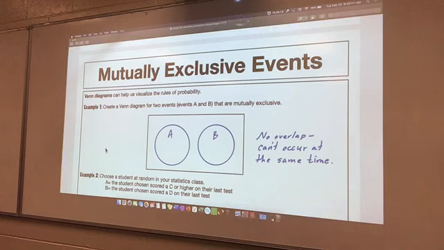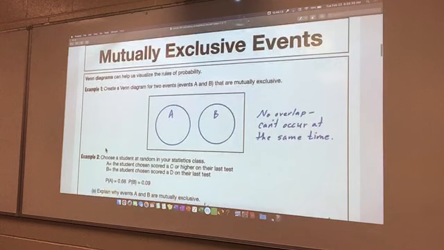In example 2, event A is that the student chosen at random in the stat class scored a C or higher on their last test. For event B, the student scored a D on their last test. They gave you the probabilities. So explain why events A and B are mutually exclusive.